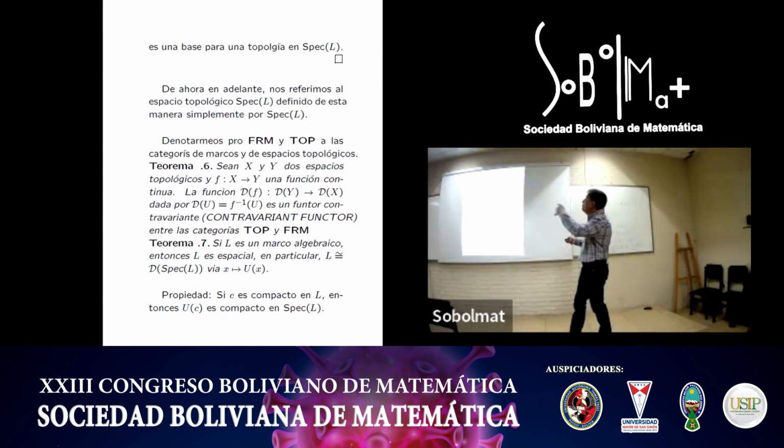Okay, and there is an inverse function that to every... if we have two frames, then we can define a homomorphism between two frames. Then we can define an isomorphism or homeomorphism between two topological spaces. So that's why there is a direct connection. Hay una conexión directa entre la categoría de espacios topológicos y marcos. Okay, in particular, we have this that every algebraic frame L is spatial.